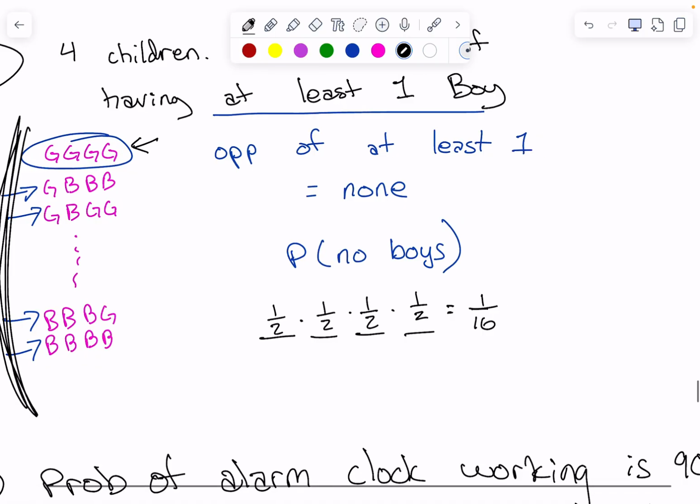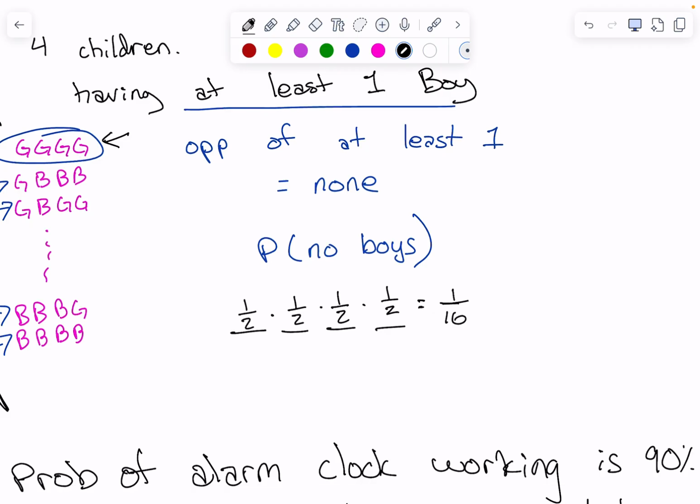So what's the chance of me getting at least 1 boy? The probability of at least 1 boy is 1 minus 1/16, which is 15/16. There are 15 out of the 16 combinations that will have at least 1 boy. Does that make sense? Okay, we always do that. When we're looking at at least 1, we do the opposite of that, and we subtract it from 100%, or subtract it from 1. Clear as mud? Not too bad? Okay, you do the opposite. The opposite of at least 1 is none.